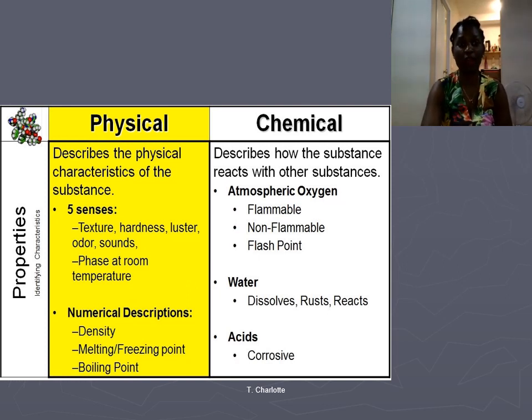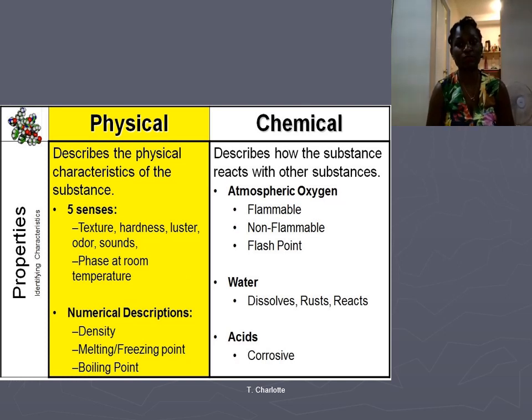Suitable for grade 5. So let's look at this. We'll be looking at physical and chemical properties. Again, physical properties are the description of an object, looking at it outwardly. Chemical properties refers to how objects will react when combined or joined or mixed with other objects.